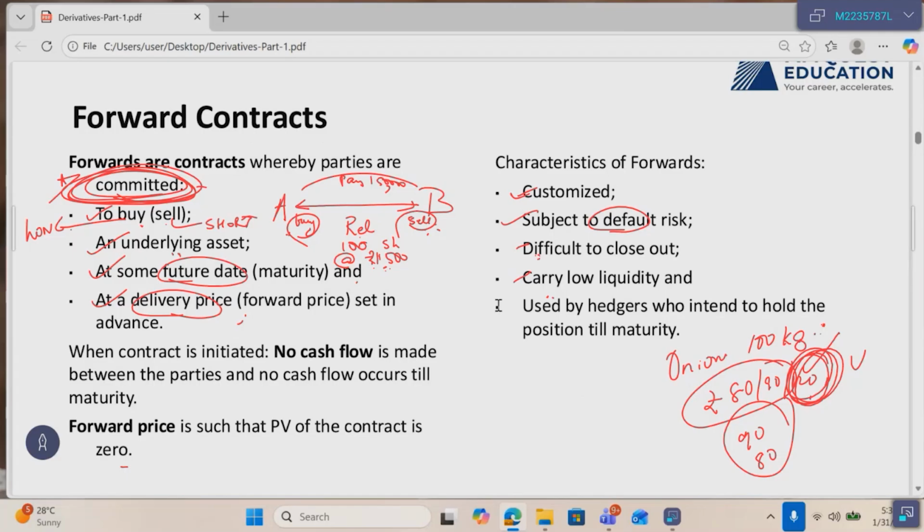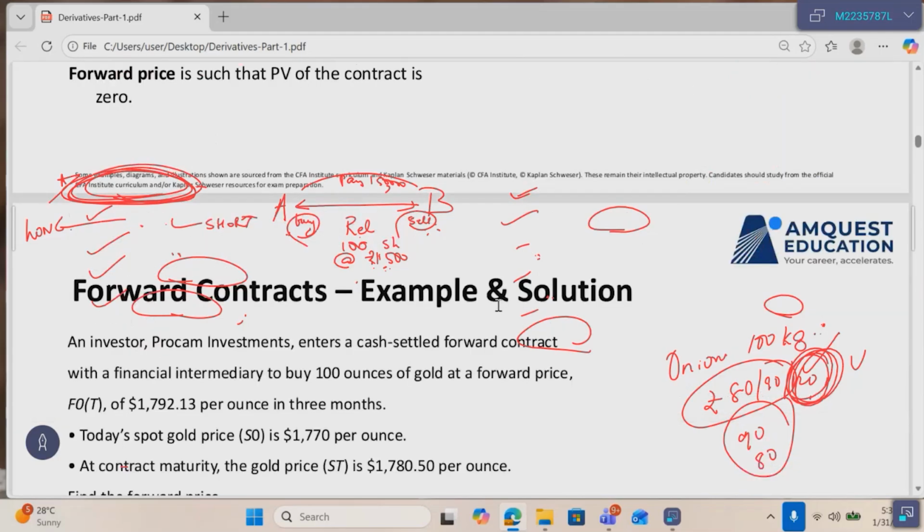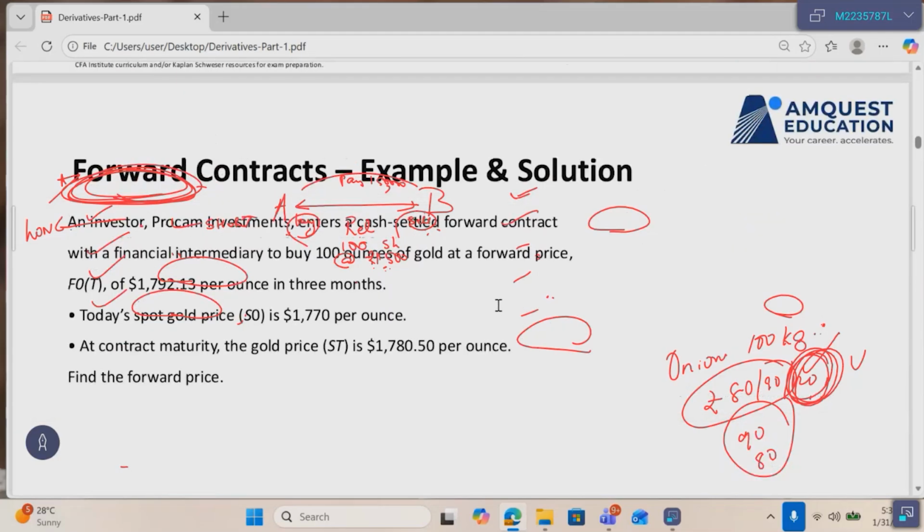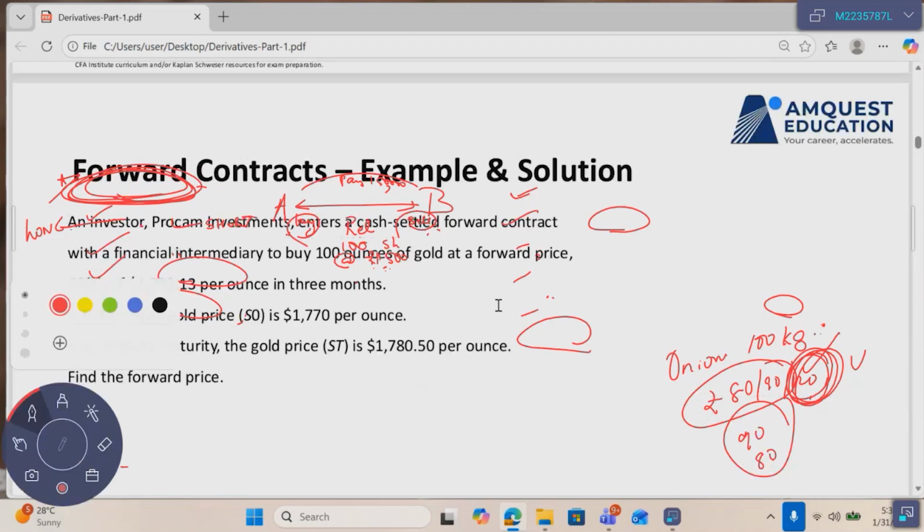So you hold the position and close it out on maturity. Other contracts we can close whenever you want. So a person who wants to hold will go forward. A person who wants to decide when to hold and when to remove should go for a futures contract. Clear? Any questions?